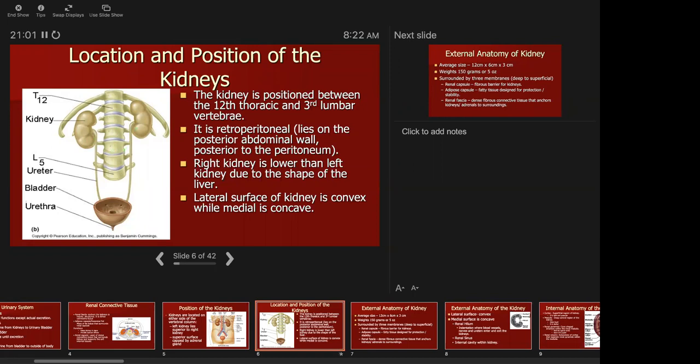So they are at different levels, but look at their ureters there. And we say the kidney is retroperitoneal, meaning it lies posterior, in the posterior abdominal wall. It's covered by the peritoneum.